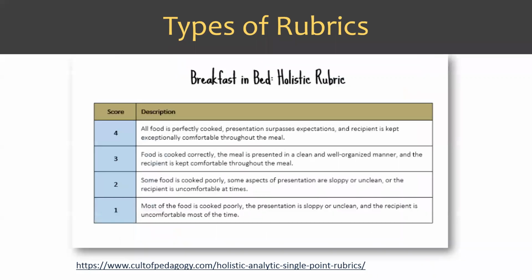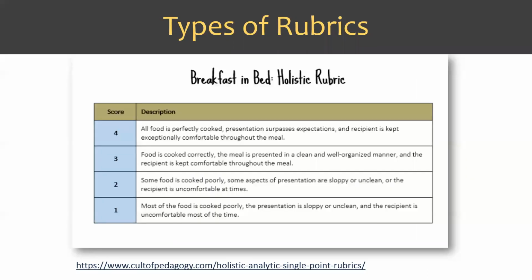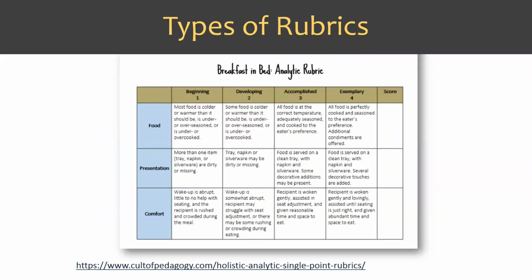Now, in a holistic rubric, on the other hand, I don't have those separate criteria. So instead, I have an overall holistic description of what a score of 4 would be, which would be the food is perfectly cooked, the presentation surpasses expectations, and you're kept incredibly comfortable throughout the meal. So you notice how the analytic rubric provides much more detail than the holistic rubric does, but gets to the overall same result. The type of rubric that I use in my courses is this analytic rubric, because I like to provide different points for different criteria and also be able to assess different levels of those different criteria. So that's what I'm specifically going to be talking about today, the analytic rubric.